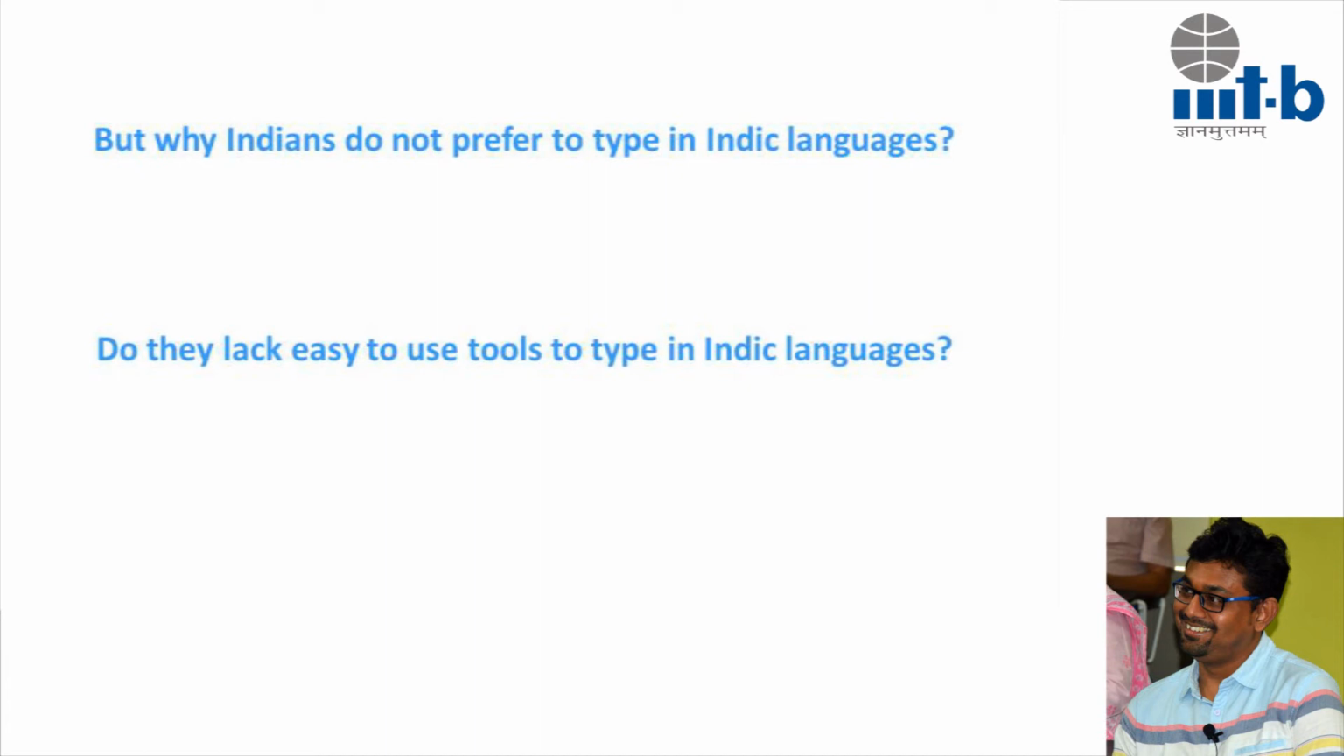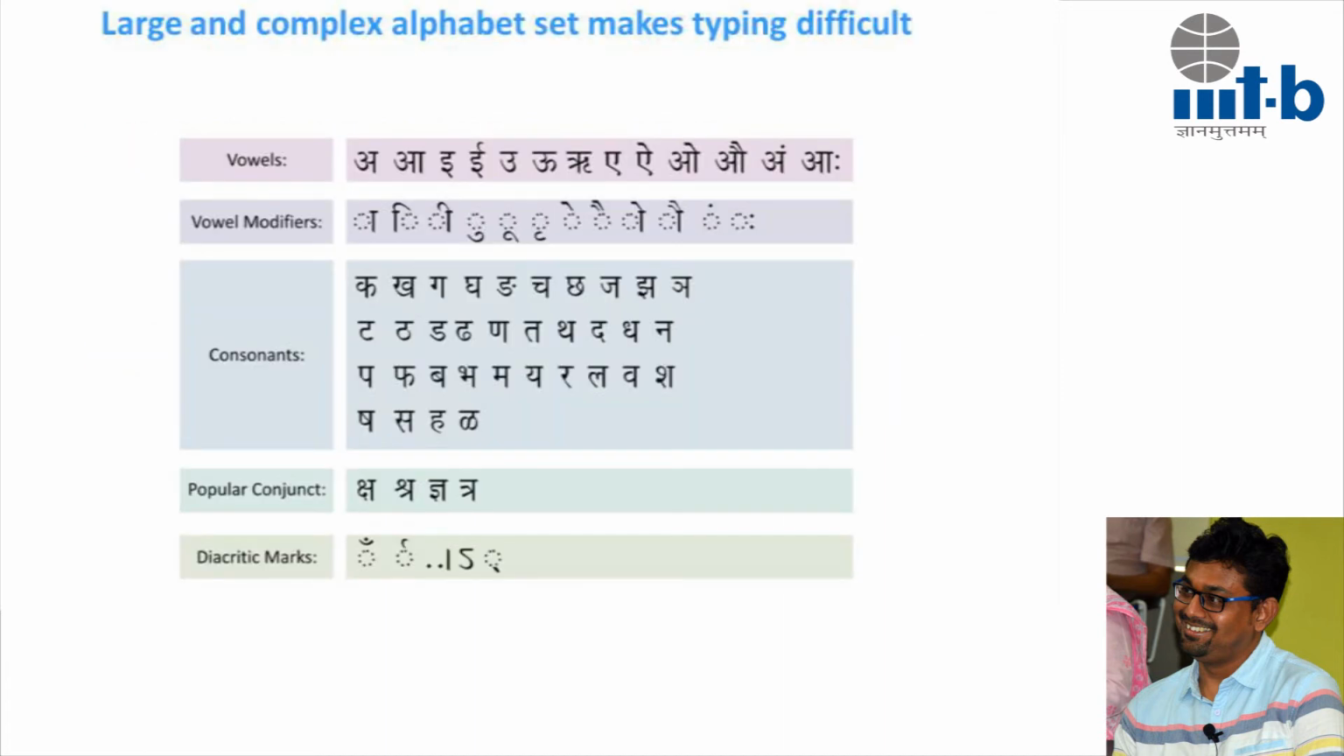Really, is it that they lack the tools to type in English? Have we not provided them good interfaces to type? Is that the problem? Let's understand what could be the difficulty. One of the difficulties, which you would realize because you speak these languages, is that English is just 26 letters. You type what you get. It's alphabetical. Here you have vowels, conjuncts, consonants, 64 letters in Devanagari. There are a few other languages which will have more.